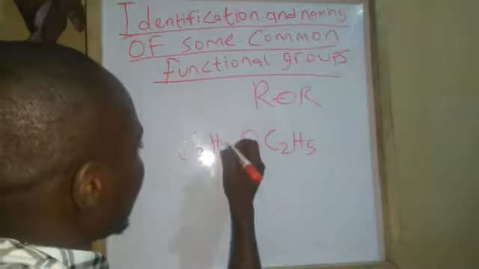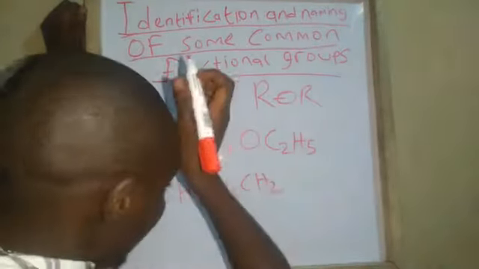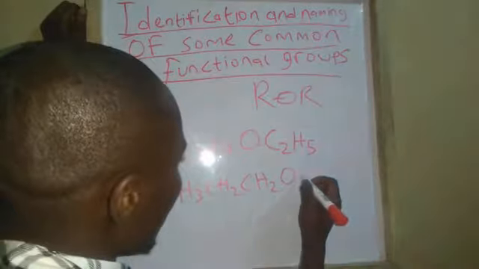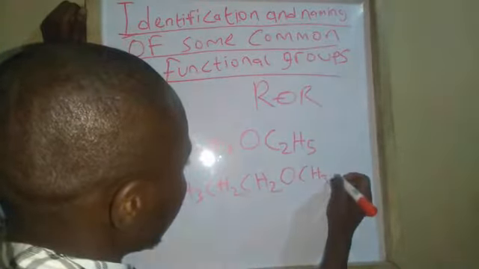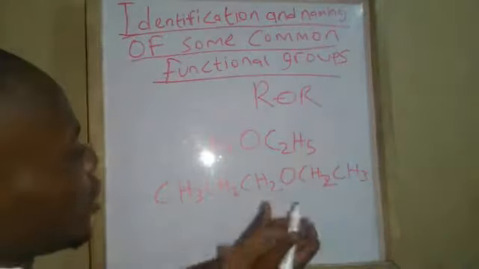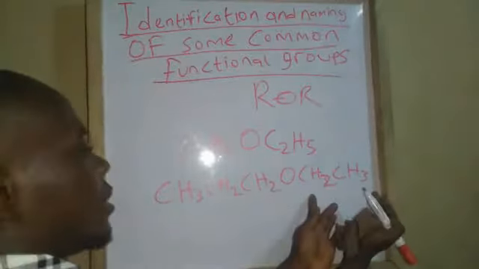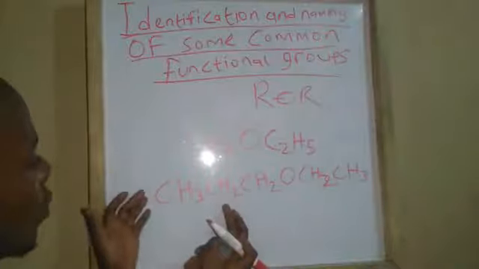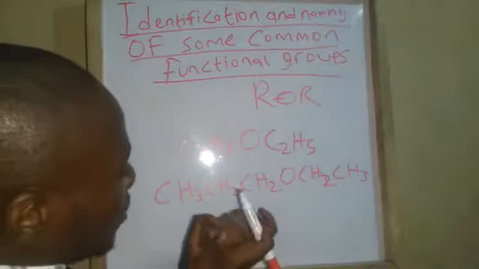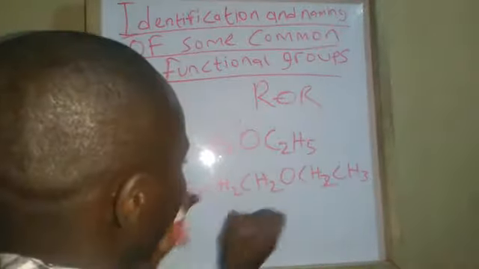So the structure we have here is ethoxypropane. If you have to draw it in a condensed form, it will be CH3 CH2 O CH2 CH2 CH3. I want you to take notes. In the naming of the ethers, you name the alkoxy part first, followed by the alkyl part. Are you getting it? The alkyl part, you name it as an alkane. So that's it.